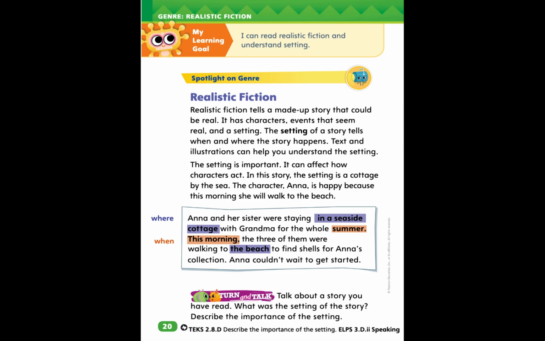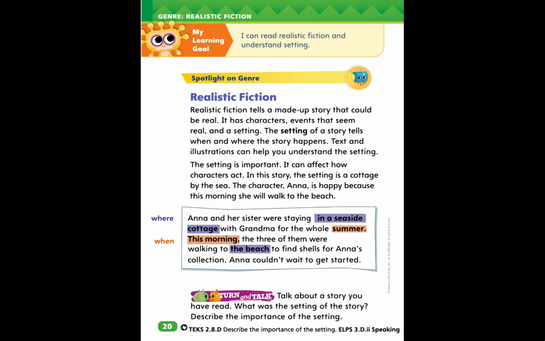It has characters, events that seem real, and a setting. The setting of a story tells when and where the story happens. Text and illustrations can help you understand the setting. The setting is important. It can affect how characters act. In this story, the setting is a cottage by the sea. The character Anna is happy because this morning she will walk to the beach.